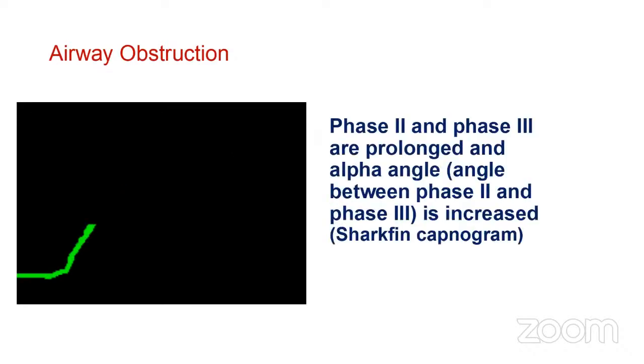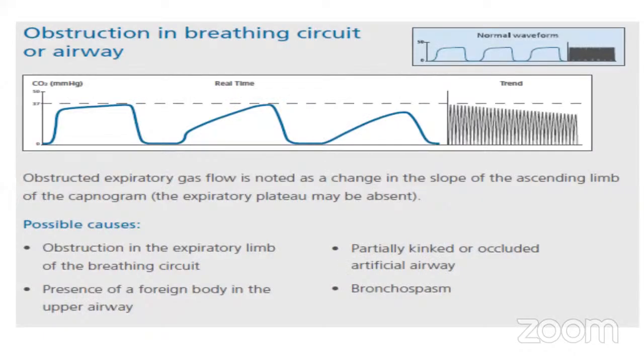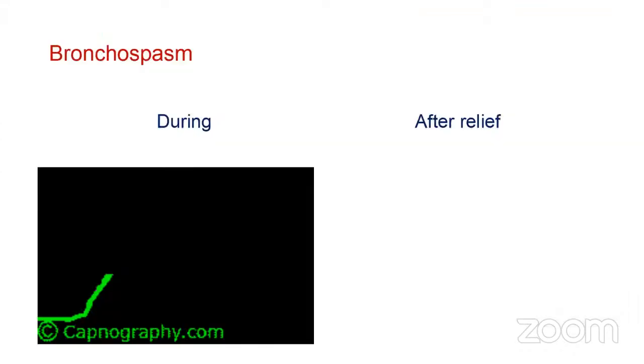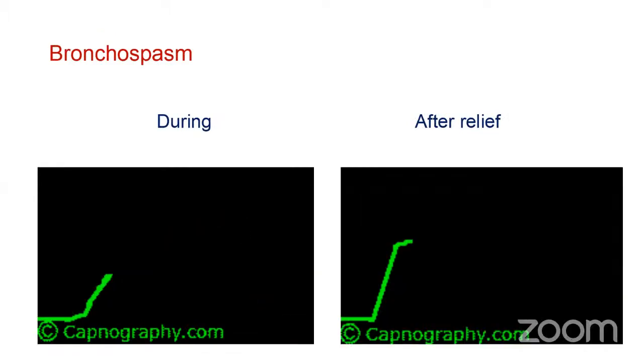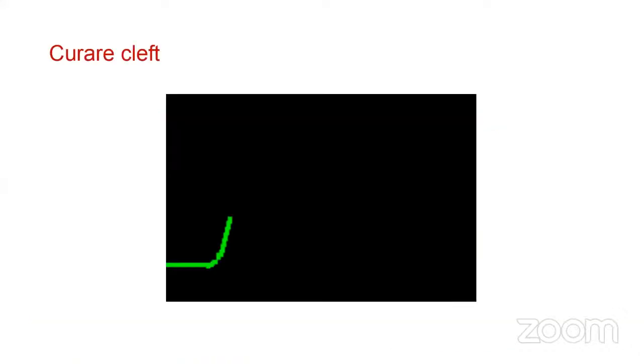So in cases of airway obstruction, phase 2 and phase 3 are prolonged. Here you can see that phase 2 and phase 3 are prolonged with an increase in the alpha angle. This shows the shark fin capnogram. It can happen in airway obstruction in patients with asthma. We have to rule out the other causes. Here I have a nice video, during the bronchospasm and with the relief when bronchodilators are given, it shows the change in the graph.